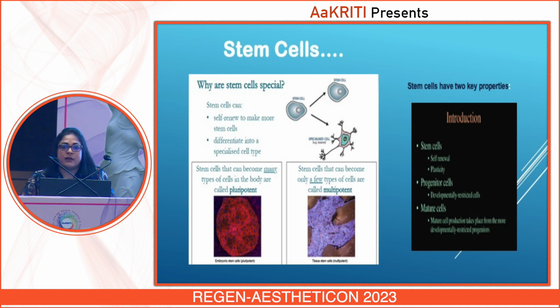Why are stem cells so special? Because they have two key properties. First is self-renewal, and another is plasticity. Self-renewal means they replicate and become other stem cells. Plasticity means differentiation into other types of cells, like nerve cells and fat cells. That's the reason they are very special.